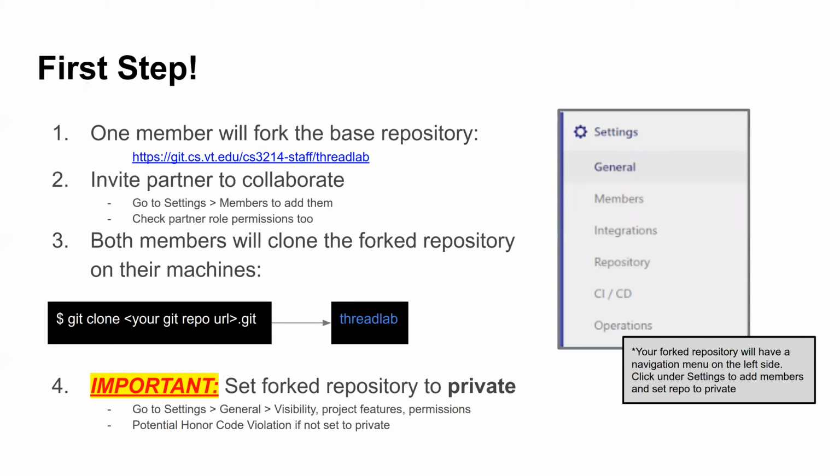One member will fork the base repository, and there's the Git link right there. It'll be on the project page too. And just like in the last project, you're going to invite your partner to collaborate on it, give them permissions, and then they'll clone the forked repository. And then once you have it cloned, I think automatically it should be set to private, but just make sure it's set to private anyway in the GitLab settings.